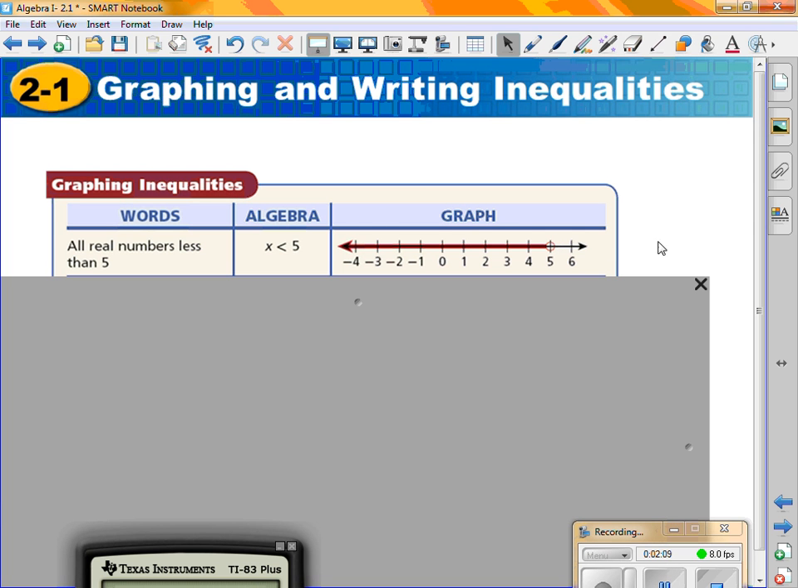So if I pick any number, I'll pick 0. Is 0 less than 5? Yeah, it makes it true. Inequalities do not have just one answer. It has multiple answers.